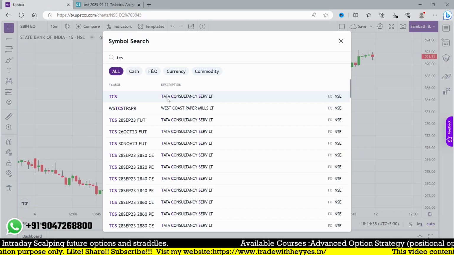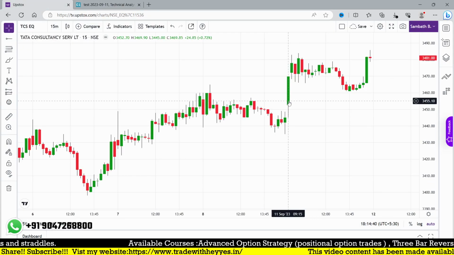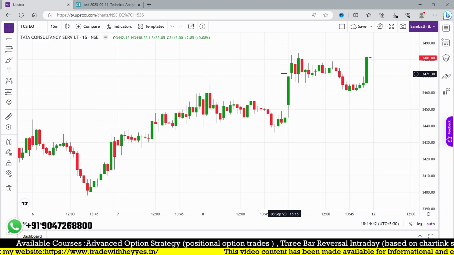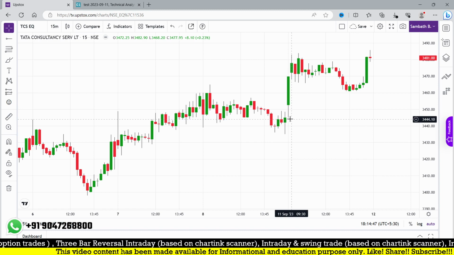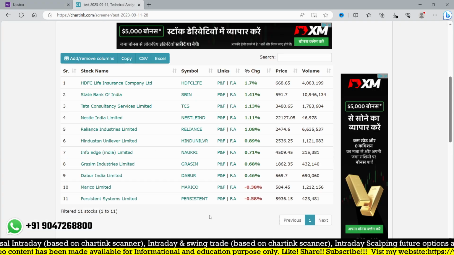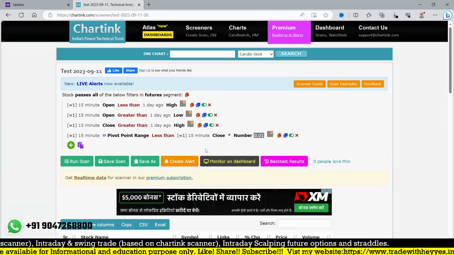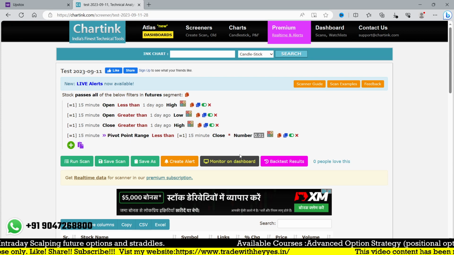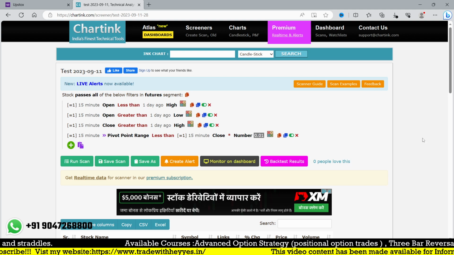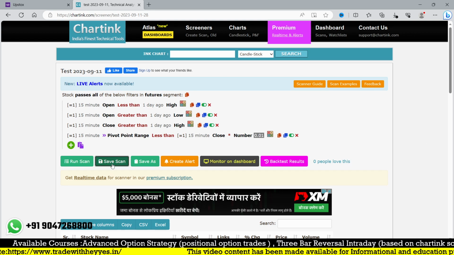TCS is also the same, 0.72%. So whatever the risk, the low level should be your stop loss, which you can keep. And this is the scanner. This will help you find the stocks which are trading inside the first 15 minutes range, inside out. So this is a scanner which we can save.